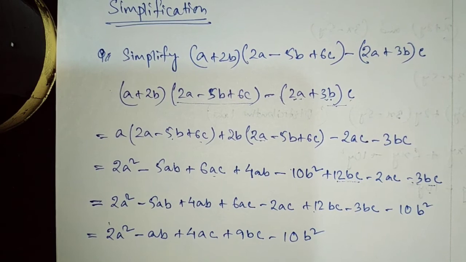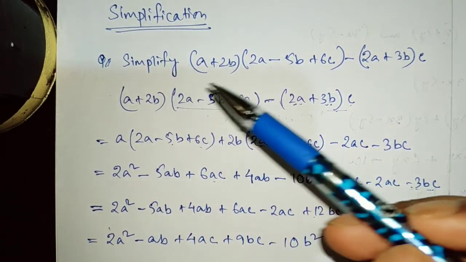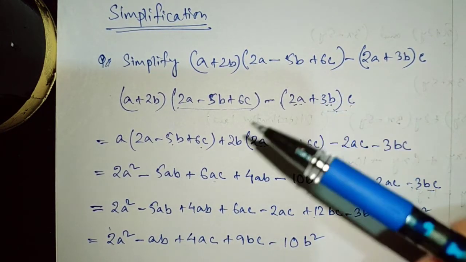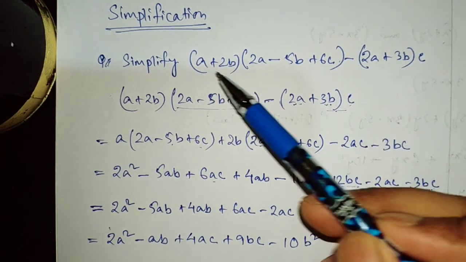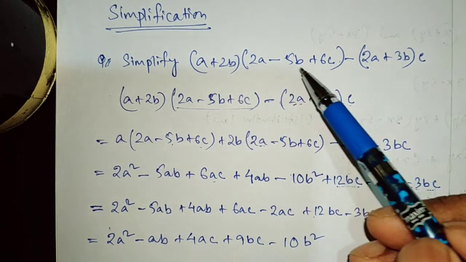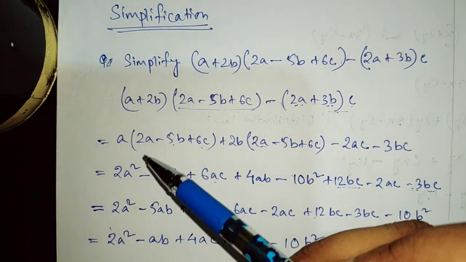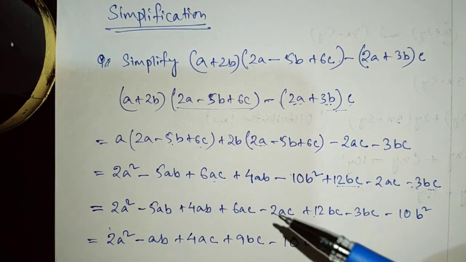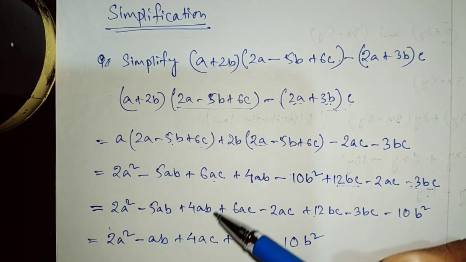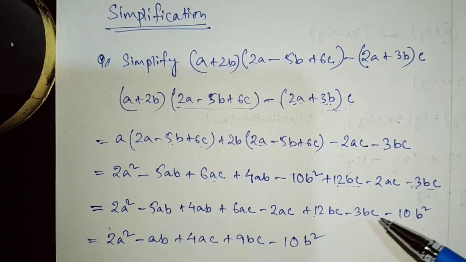So in this way we will solve problems regarding simplification. First we will break the brackets, we will apply multiplication, then we will arrange the like terms, then we will accordingly perform addition and subtraction.